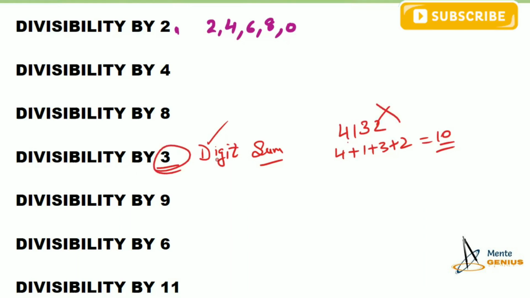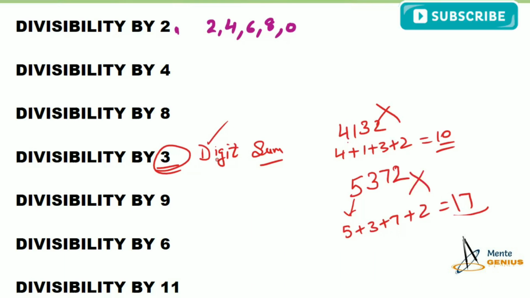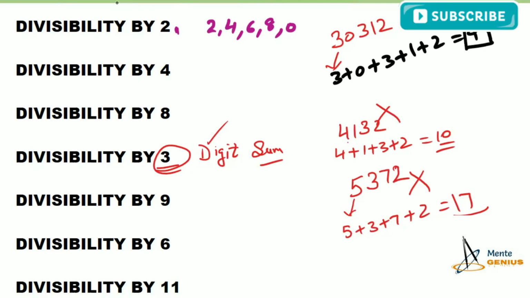Let us take one more example so that the trick is very clear to you. For example, 4372. We need to check whether this number is divisible by 3 or not. What we will do? 4 plus 3 plus 7 plus 2 will give us 16. 16 is not in the table of 3. So this number is also not divisible by 3 properly. Let us take one more example. 30312. Let us add these digits. 3 plus 0 plus 3 plus 1 plus 2, that is 9, and 9 is properly divisible by 3, so we can divide this number by 3 properly. Is it clear?